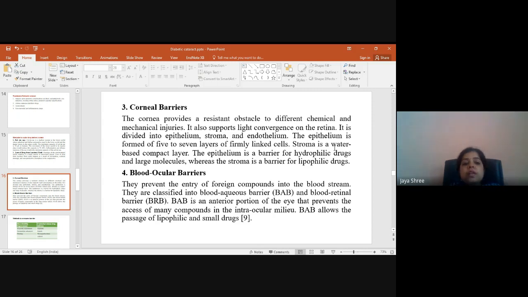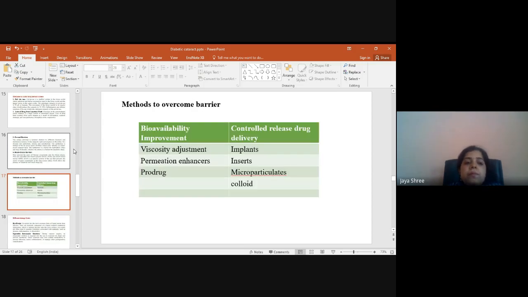And also there are blood ocular barriers. The blood ocular barrier is classified into the blood aqueous barrier and the blood retinal barrier. Blood aqueous and blood retinal barriers also restrict the drug, and it does not allow the drug to move inside the eye, wherever you actually want the effect. So these are the barriers.